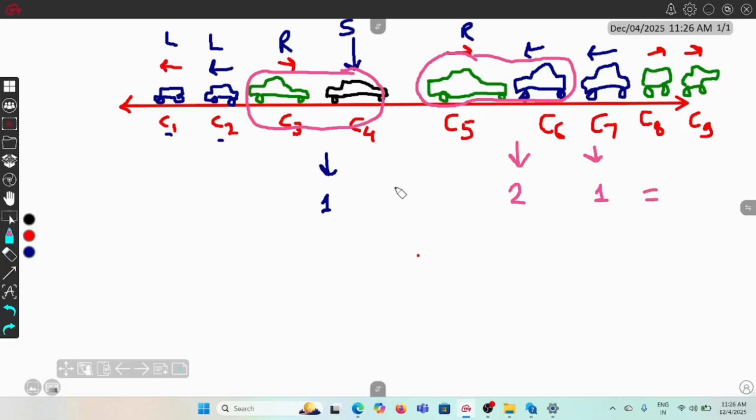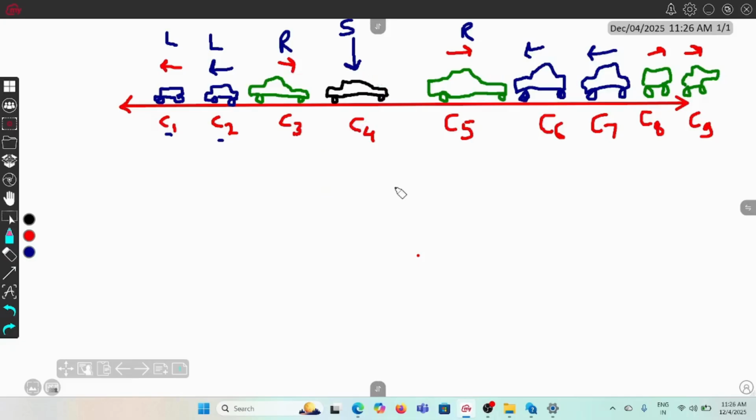Now you would have observed a few things here. One thing is all those cars which are leading and going towards the left, like C1 and C2, are going towards the left. And they are going towards the right.